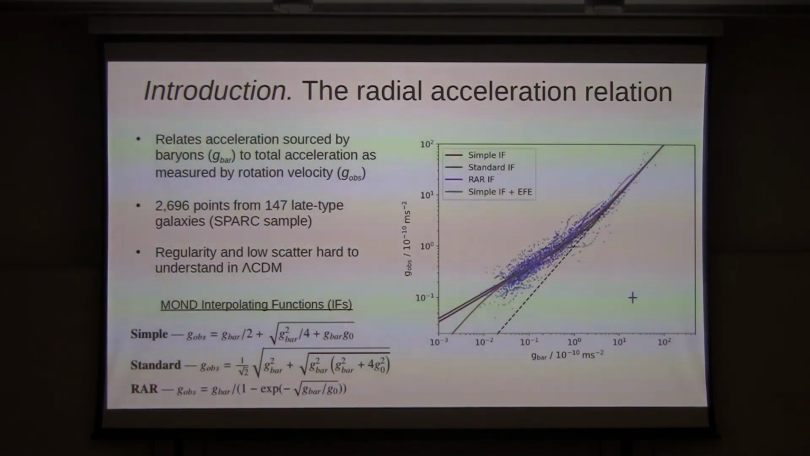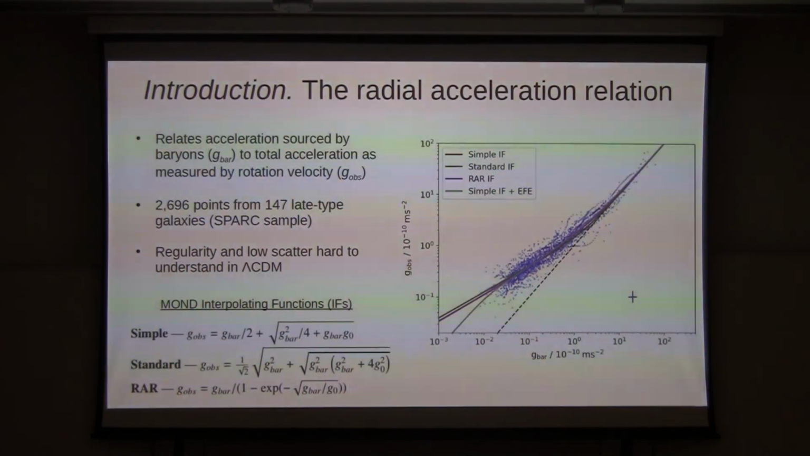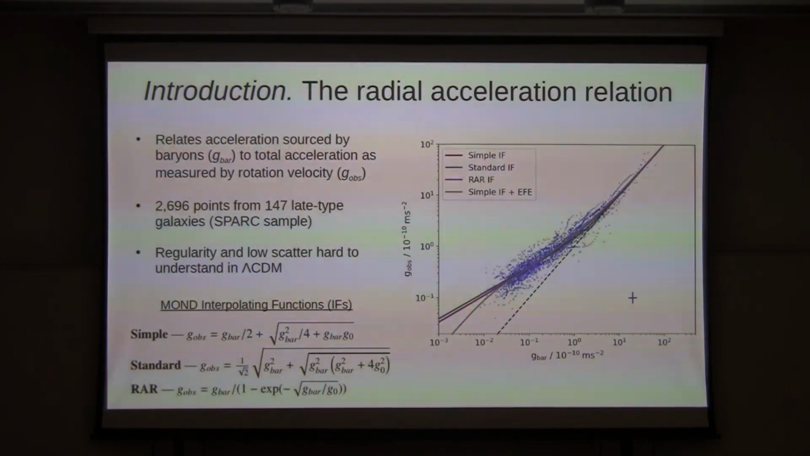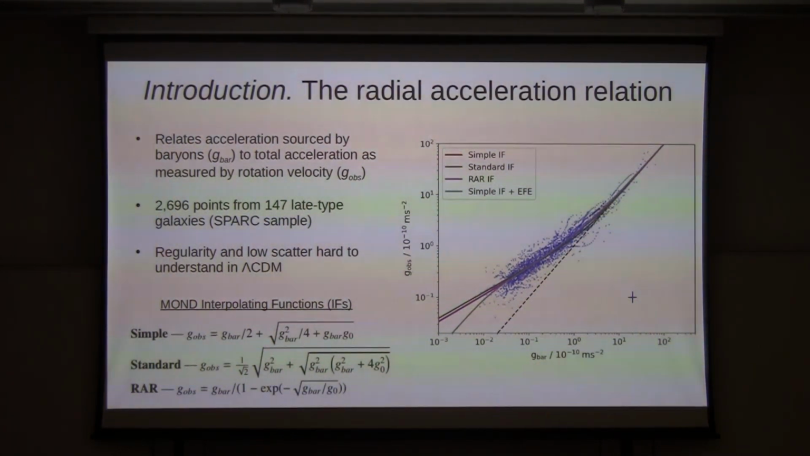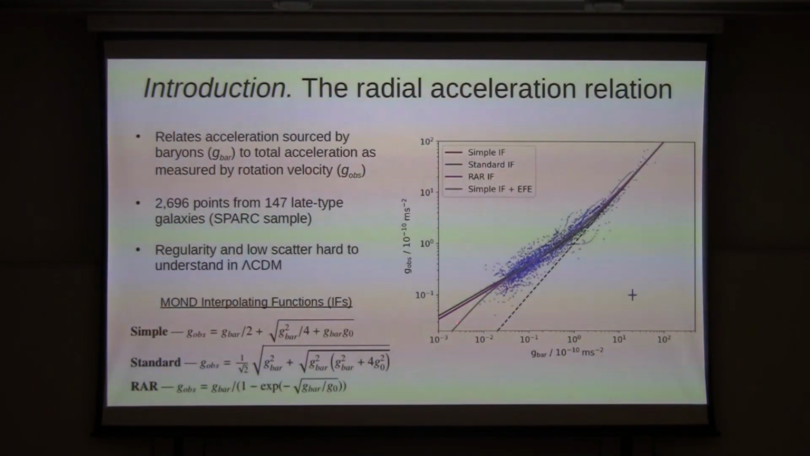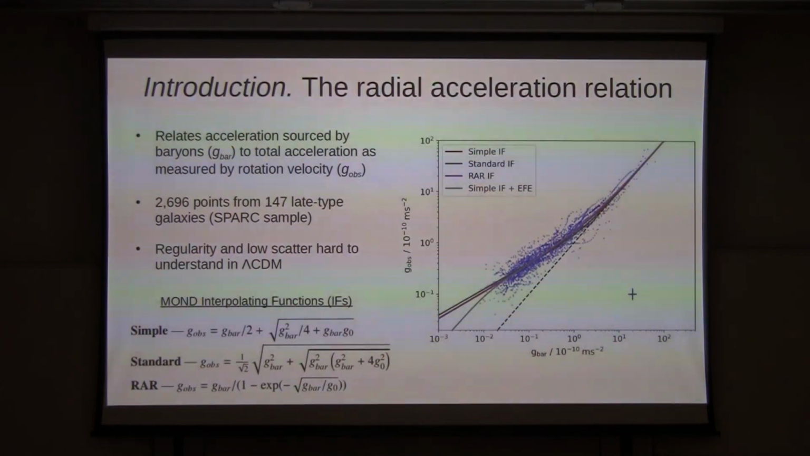One subtlety that's relevant is that in the presence of a strong external field, you have this thing called the external field effect, which is the way in which MOND breaks the strong equivalence principle, and that causes the relation to tend back to the Newtonian slope 1 prediction at very low baryonic accelerations.